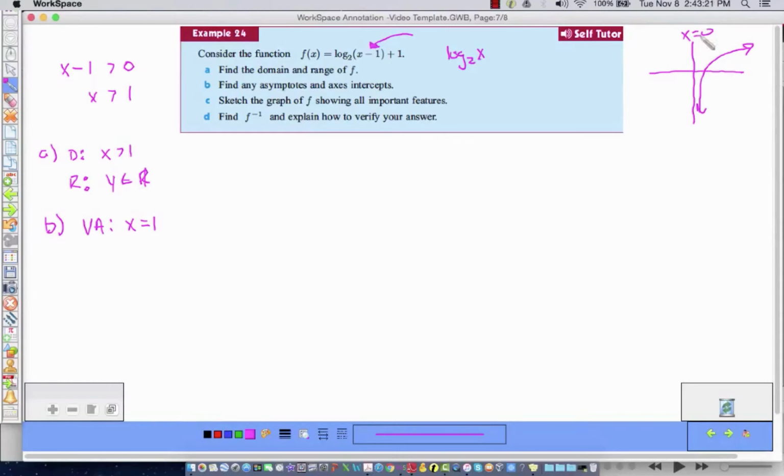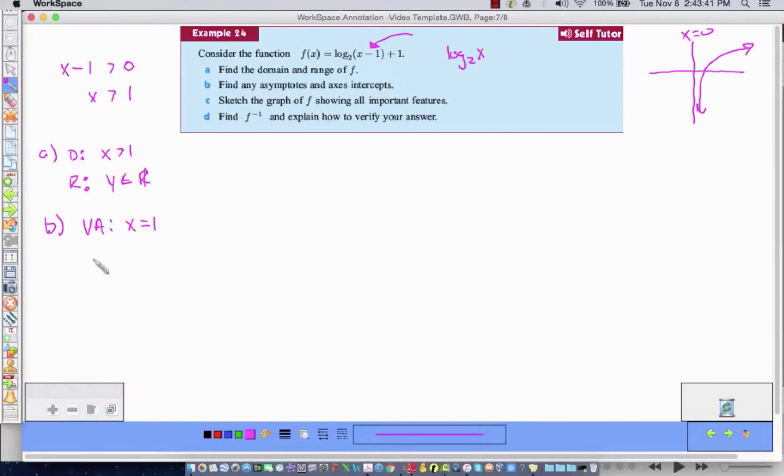Without anything in here, it would just be x equals 0. So the vertical asymptote is always controlled by whether or not we're adding to or subtracting from x before adding within the parentheses of the argument, if it's part of the argument. Okay? And then there's no vertical asymptote.